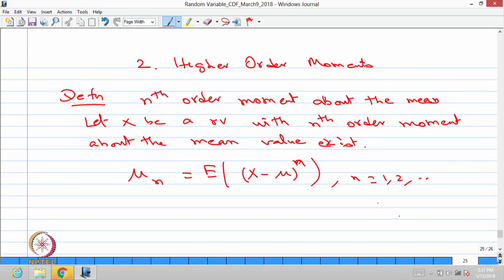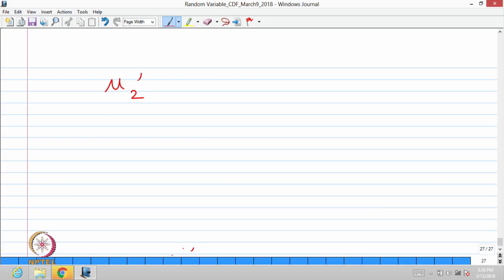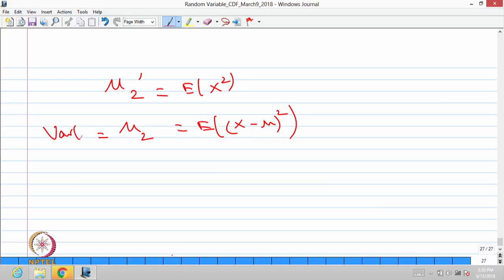One can relate the second order moment about the origin with the second order moment about the mean. For example, mu suffix 2 dash, that is expectation of x square and mu suffix 2, that is nothing but the expectation of x minus mu the whole square. This is same as variance of x.